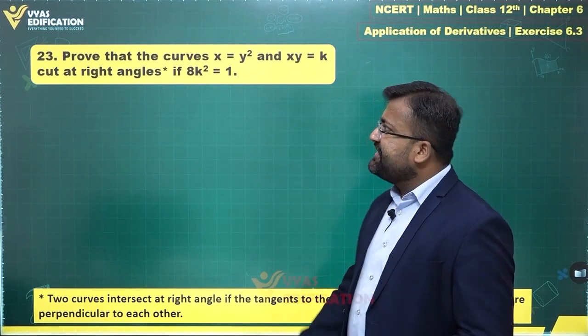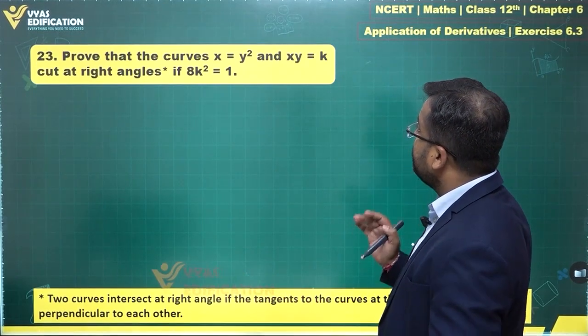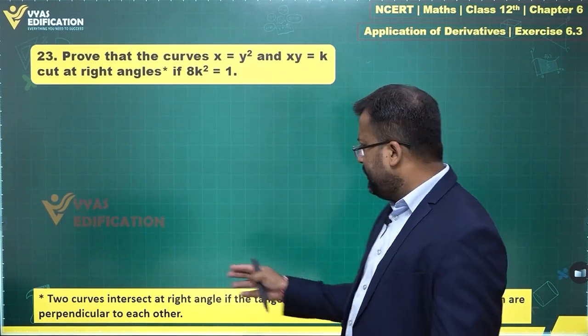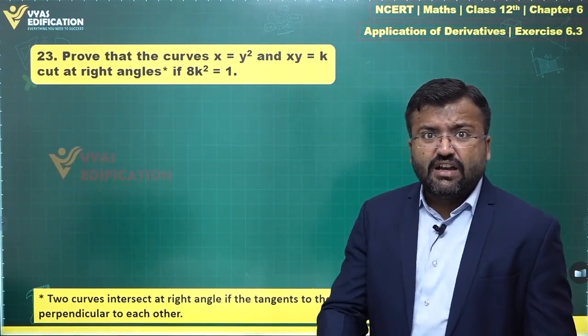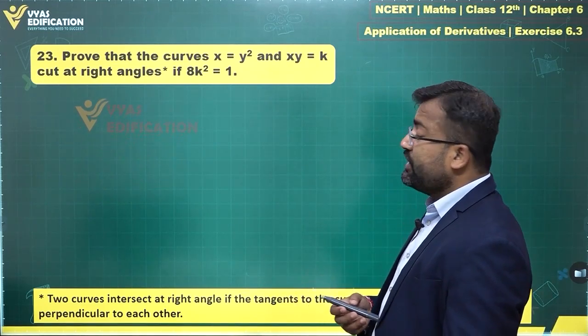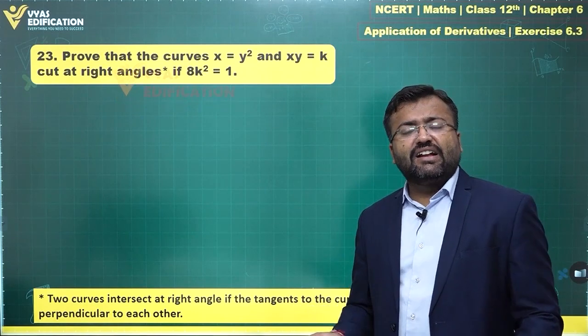Question number 23 says, prove that the curves x equals y square and xy equal to k cut at right angles if 8k square is equal to 1. Now, right angles is something which is explained, given as a hint with a star mark in the NCERT textbooks as well. Now, what do you mean by right angles?